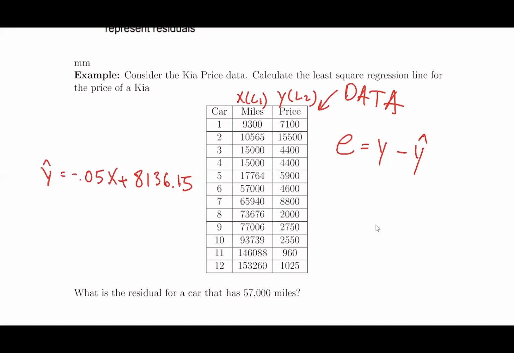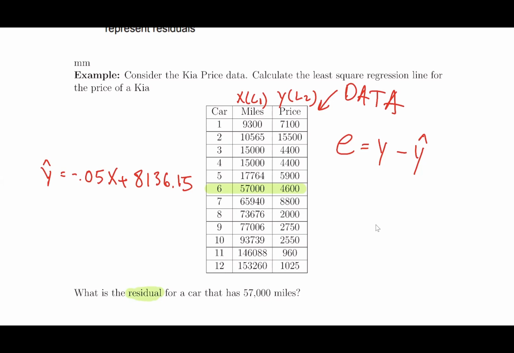If you look at the bottom, it says we're finding the residual. It asks, what is the residual for a car that has 57,000 miles? So we want to find the residual for car number 6. We want to see how far off our predicted value is from the actual value, because that's what a residual is. It's telling you what is the leftover. So we had to find how far off our prediction was from the actual price of a car that has 57,000 miles.